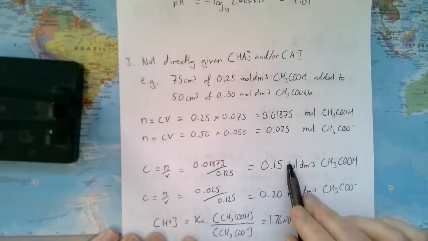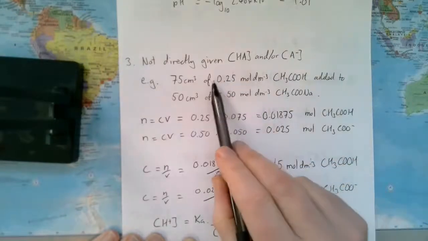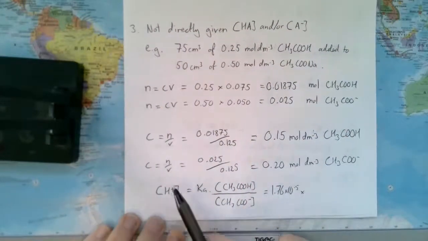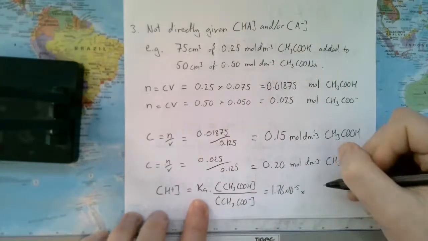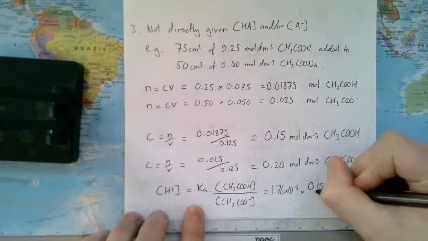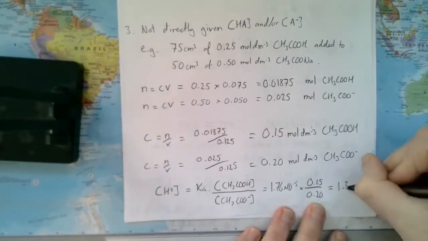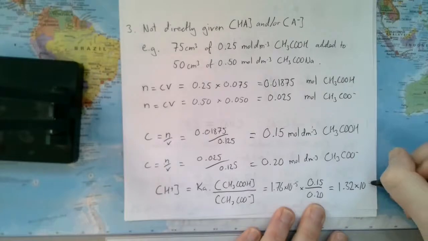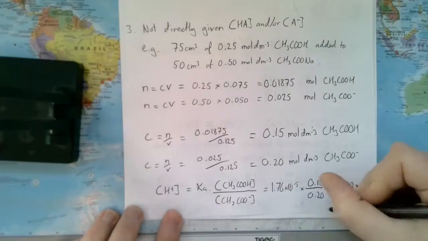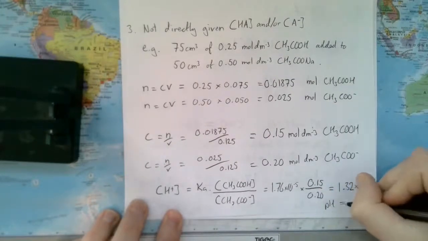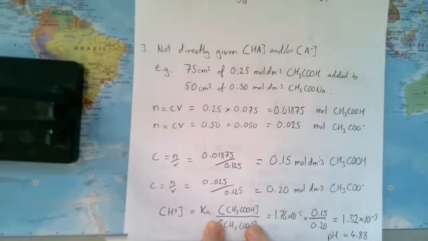So now we've got the concentrations. This is what we were given directly in the previous example. For this one we had to go through a process to get here. So we can take the exact same equation that we've had before with the same Ka, and this time it's going to be 0.15 divided by 0.20, and the value for that is 1.32 times 10 to the negative 5. So that's our concentration of H+. To find pH, we would take negative log 10 of that, and it equals 4.88. So the end step is the same as the previous two examples.